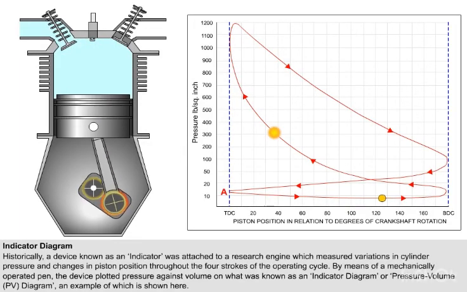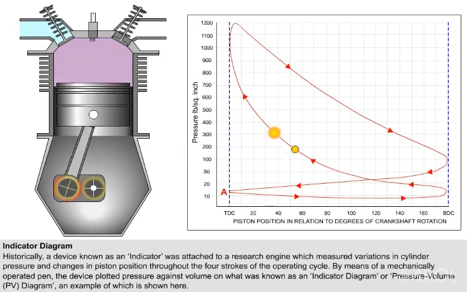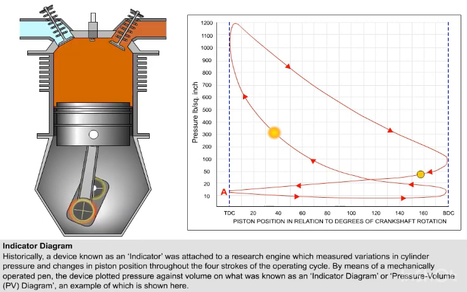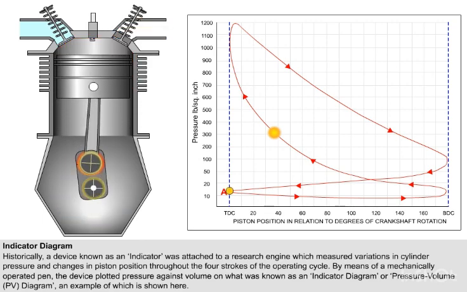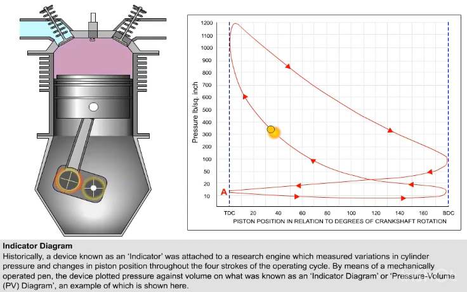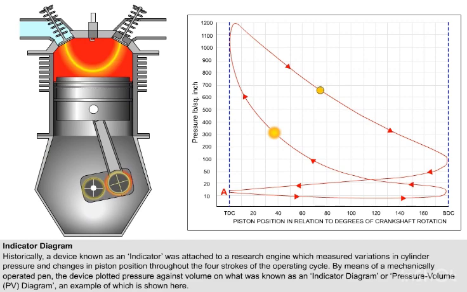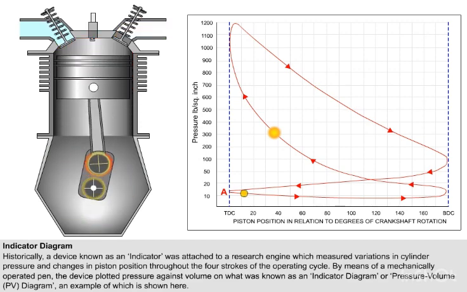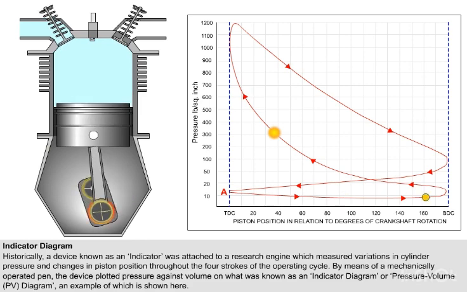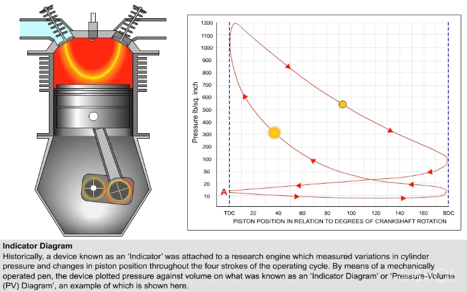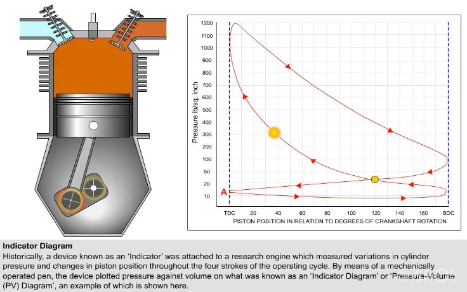Historically, a device known as an indicator was attached to research and experimental engines. This measured both the variations in cylinder pressure and the changes in piston position throughout the 4 strokes of the operating cycle. By means of a mechanically operated pen, the device plotted pressure against volume on what was known as an indicator diagram, or pressure-volume PV diagram, an example of which is shown here.